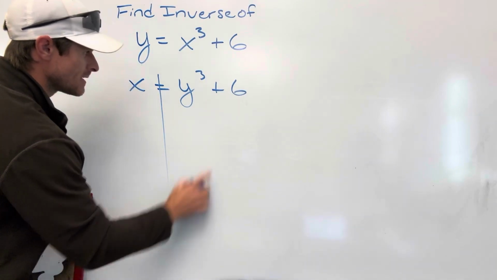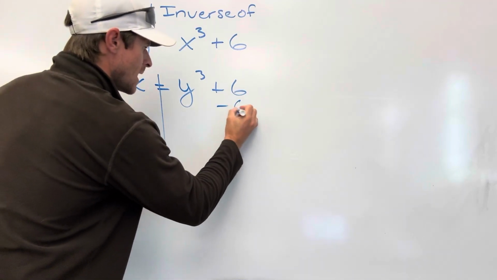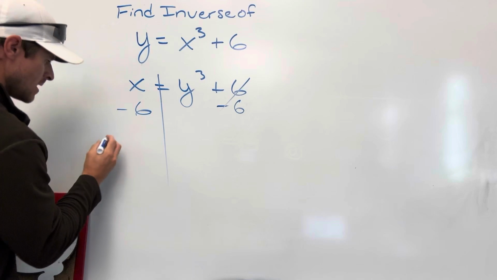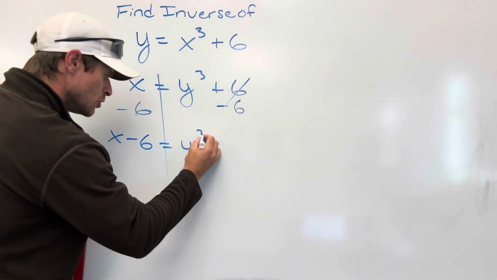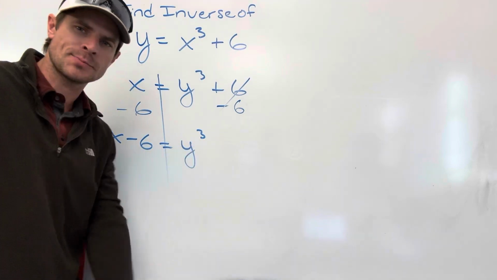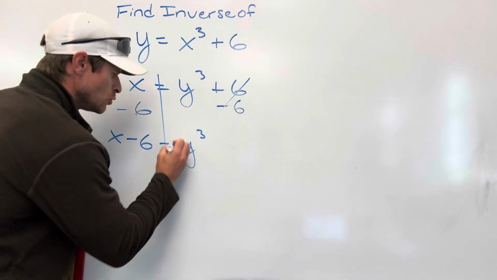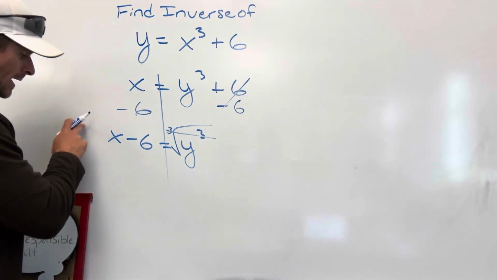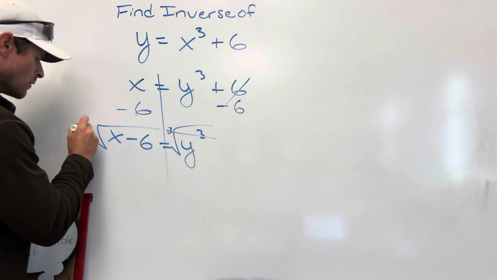That means I gotta get rid of the 6, then I gotta get rid of that cube. So we're subtracting 6 to cancel, subtracting 6. Again, non-like terms. X minus 6 is equal to y cubed. How do I get rid of an exponent of 3? What's the opposite of cubing something? That would be to cube root it. Cancels each other out. I got to cube root the entirety of this expression, so I need to put cube root over all of it.